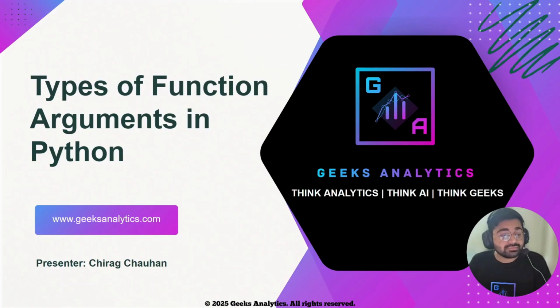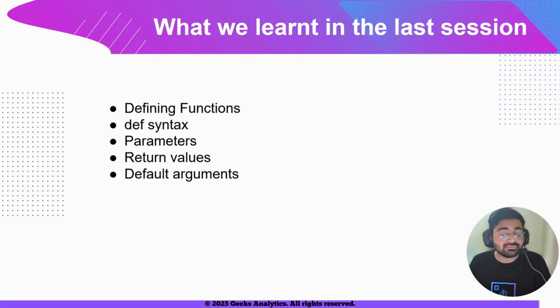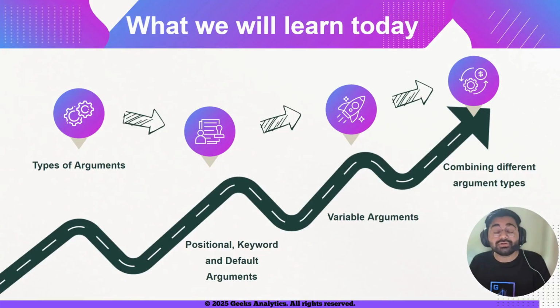Welcome everyone. In this session, we'll learn different types of arguments we can pass to a Python function and how to make them flexible. In the last session, we learned how we can define functions, how we can use the def keyword, and we also learned about parameters, returned values, and the default arguments. Today, we'll explore how Python functions can accept different types of arguments.